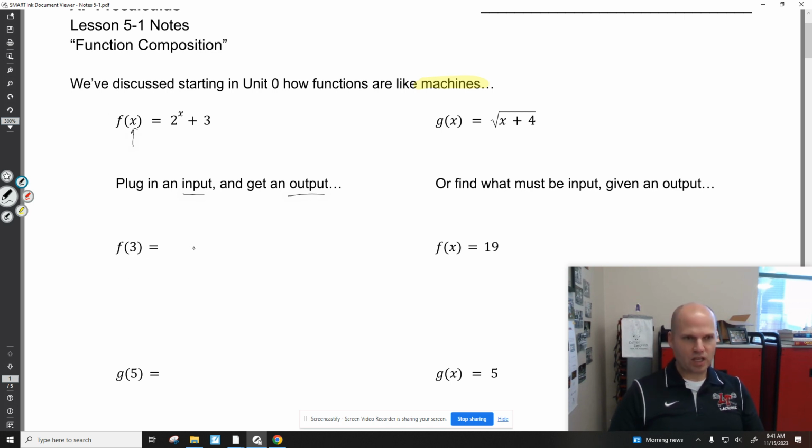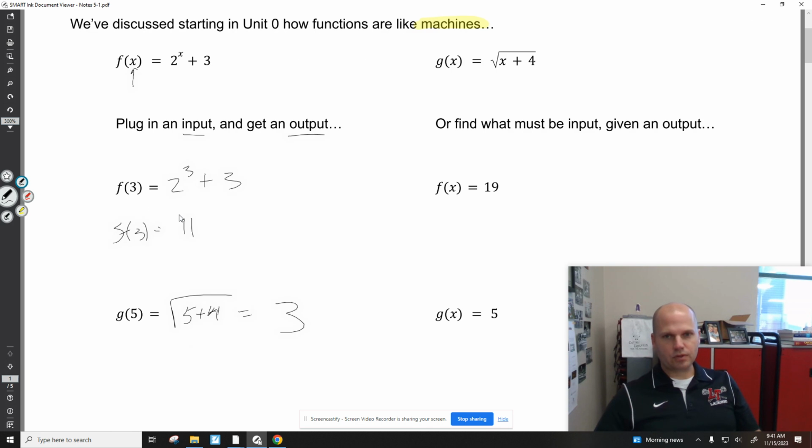If our inputs are going to be X's, if I replace my inputs with 3, if I'm finding f of 3, I'm replacing X with 3, I can evaluate this and get an output. So 8 plus 3 is 11. G of 5. For this input, I get my output. Square root of 9 is just 3, not plus or minus 3.